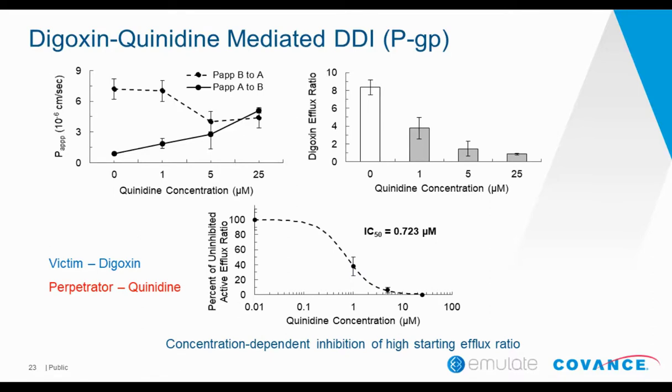So the specific data that I'm showing here is the interaction against PGP for digoxin and quinidine, with digoxin, of course, as the victim drug and quinidine as the perpetrator, as you see here. What we can see is that over the course of increasing concentrations of quinidine, the efflux normalizes out, so that in terms of the efflux ratio, we're seeing a very strong concentration-dependent inhibition going forward, with an IC50 in this case of 0.723 micromolar determined over the course of the experiment.